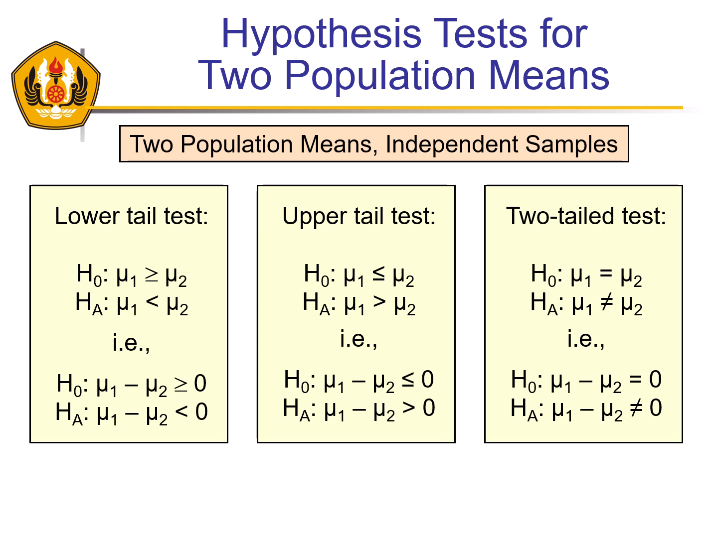So for the lower tail test, we will test the null hypothesis mu1 greater than or equal to mu2, versus the alternative hypothesis mu1 less than mu2. Or we can also write it in the following form: the null hypothesis is mu1 minus mu2 greater than or equal to 0, and the alternative hypothesis is mu1 minus mu2 less than 0.